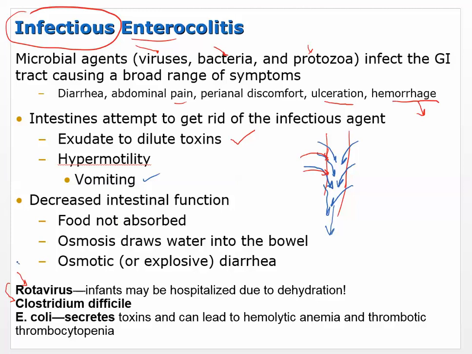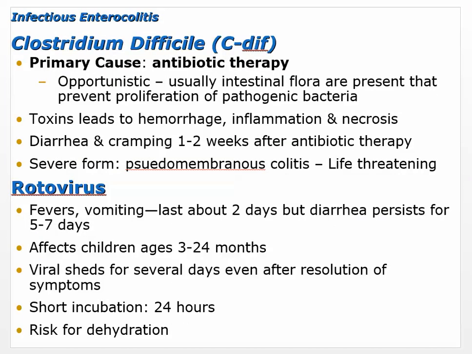And so let's look at some of the culprits. C. diff is a big one. So it's a type of bacteria that's normally a friendly bacteria. It's, well, I don't know that it's friendly. I shouldn't say that. But normally it doesn't cause any problems because there are so many other bacteria around it.